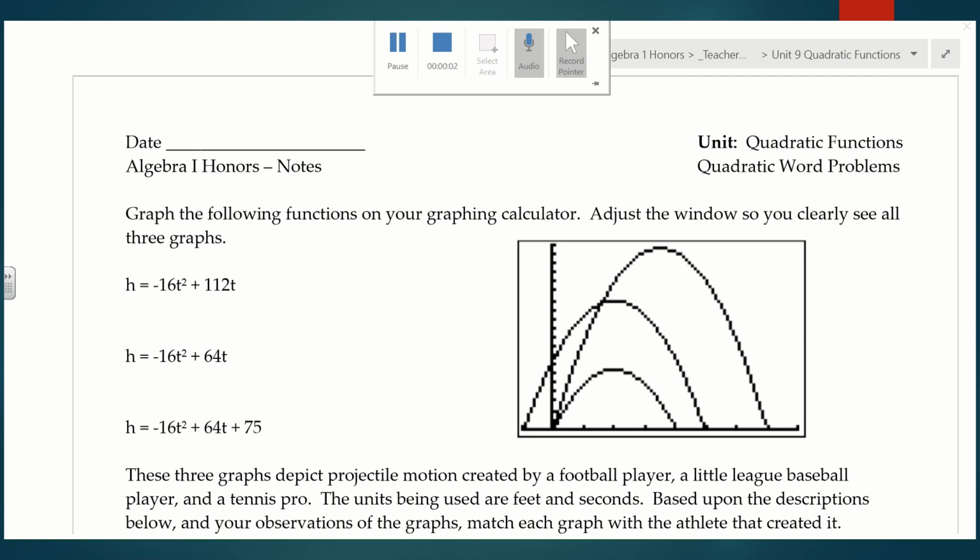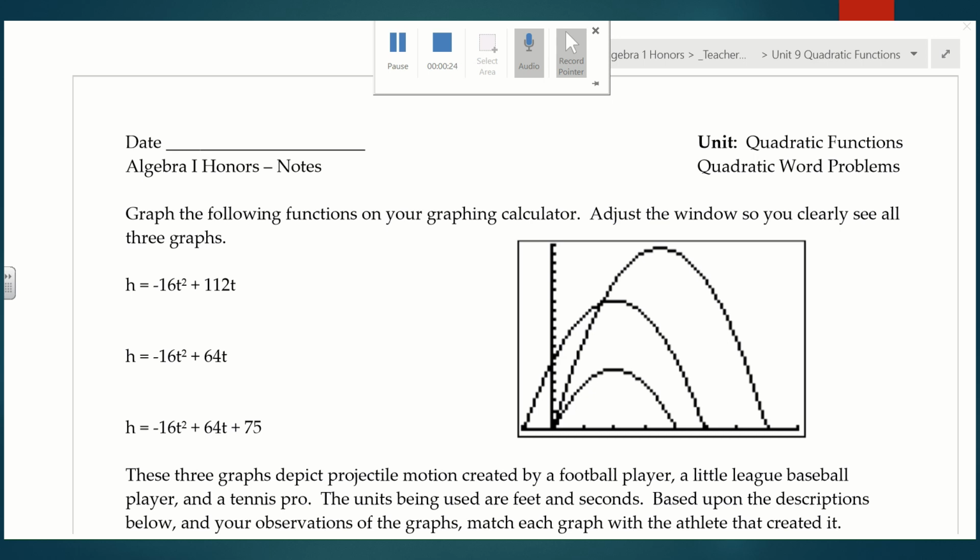Hi everyone! Our lesson for today is going to be starting quadratic word problems. This is where we start to look at some real-life applications of quadratic functions. For today, we're going to talk about, to start, 3 different situations: a football player, a baseball player, and a tennis player.